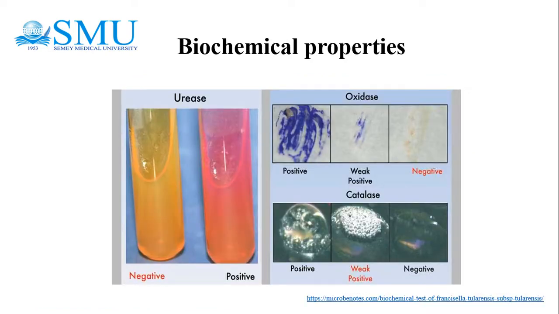And by biochemical properties, it is weakly catalase positive, oxidase negative. It produces acid but not gas from glucose, maltose, and mannose. And direct fluorescent antibody tests can be done with commercially available antisera directly from the culture colonies for subspecies identification.